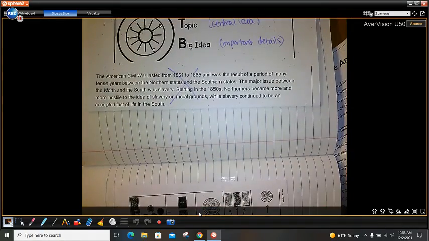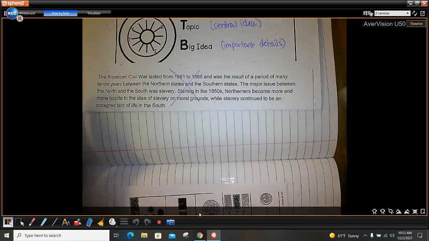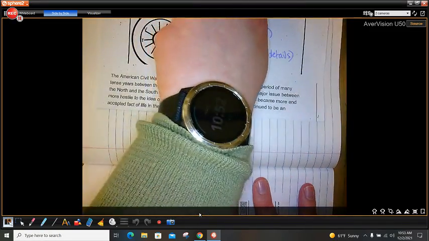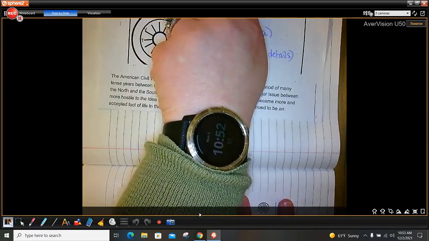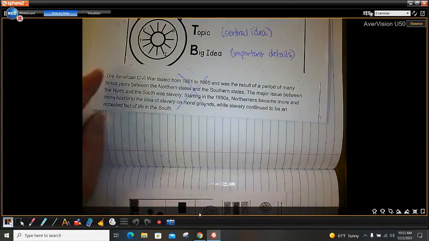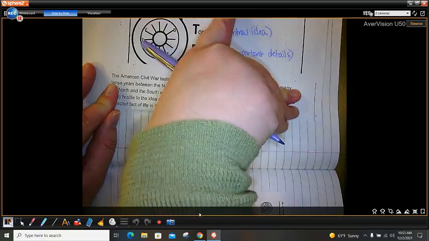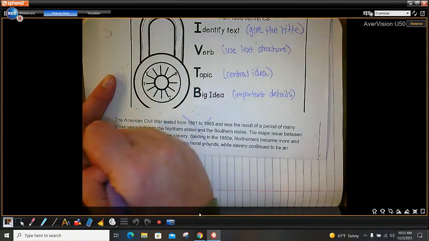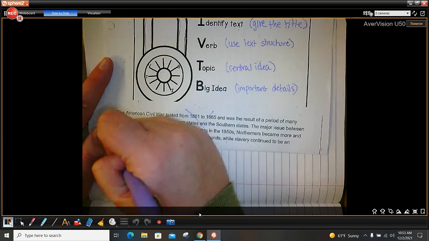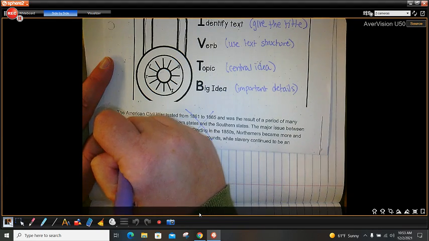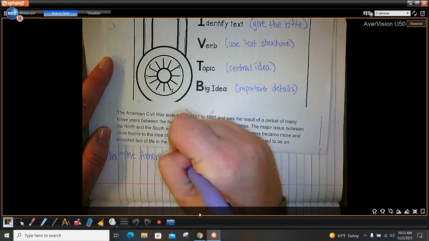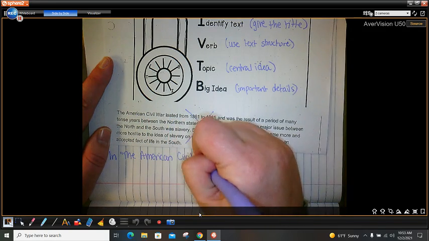So when I write my nonfiction summary, and I'm just going to turn this way. I'm going to start off with identifying the text structure, and the central idea here is going to be the Civil War. So now we're going to use this to write our main idea sentence. Our main idea sentence is going to start off by identifying the text. I'm going to put parentheses, the American Civil War.